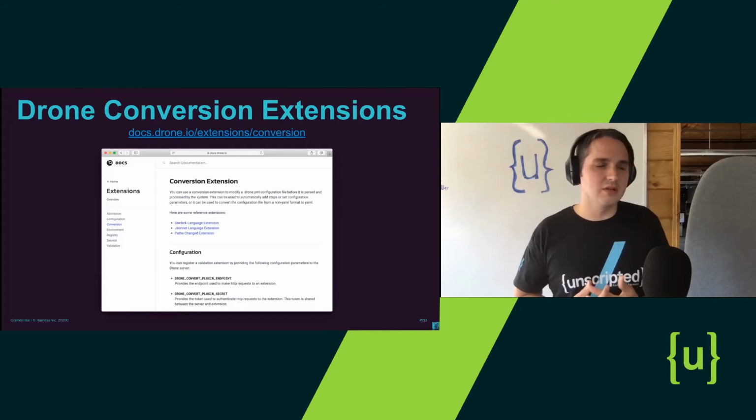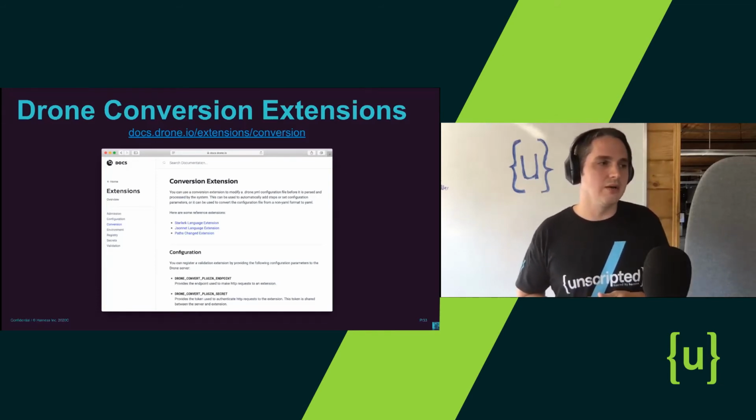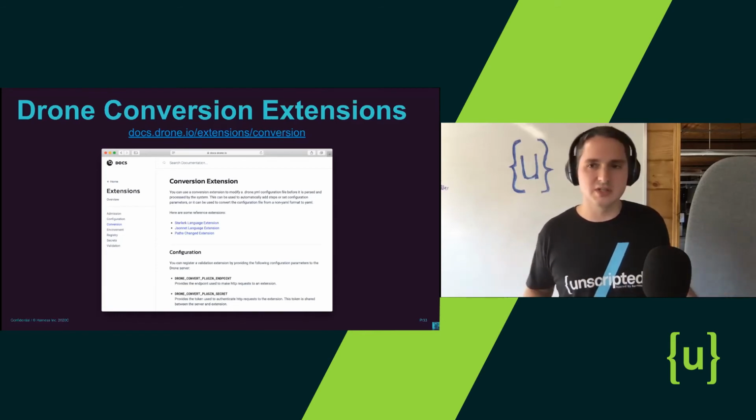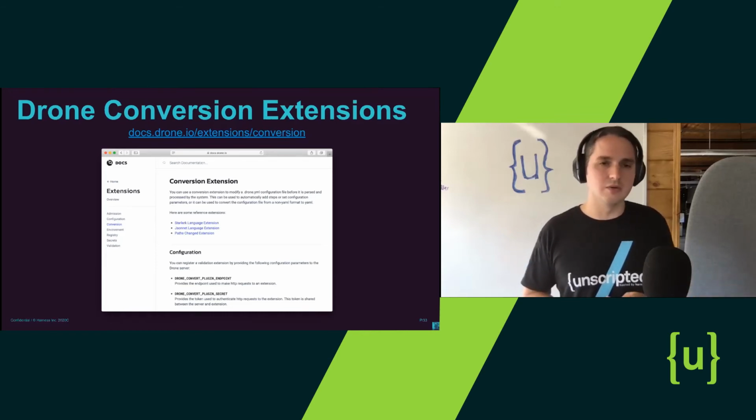Where I said the first wasn't really an option in Drone at the time, Drone does support conversion extensions. So we were able to leverage this to write our own. Conversion extensions are used to modify a Drone YAML before it's parsed and processed by the Drone server. This is really powerful. It allows you to do any manipulation to your YAML pipeline based on whatever you decide before it gets passed back to your Drone server process.